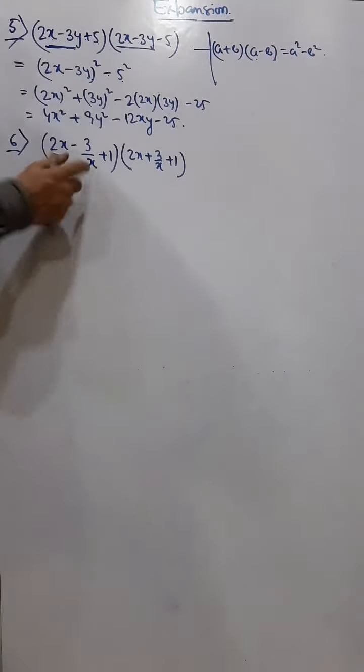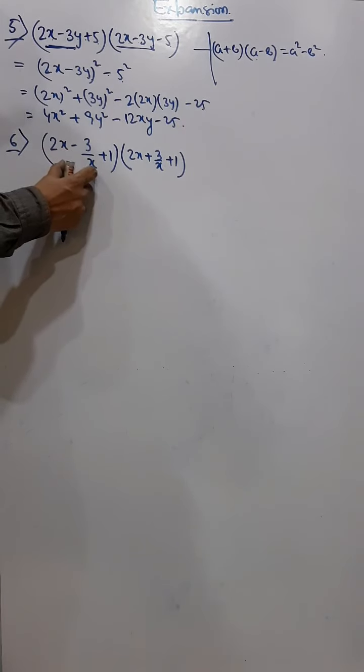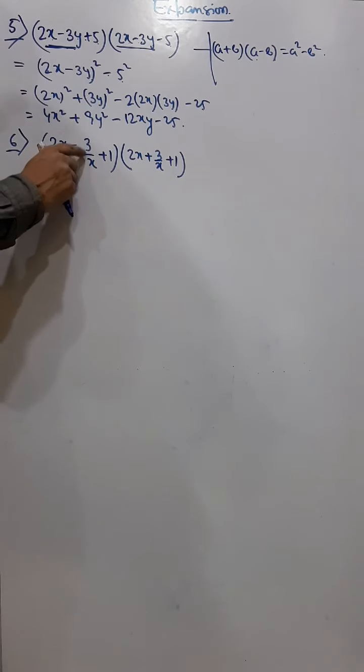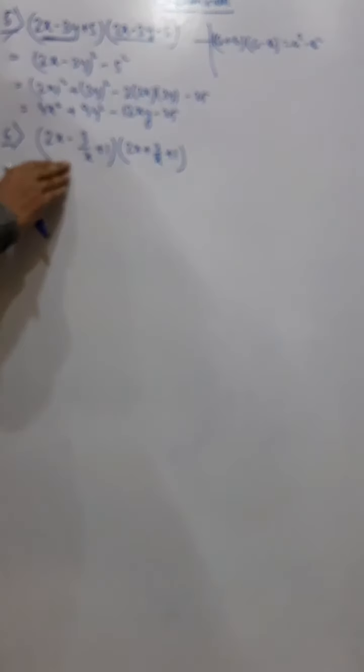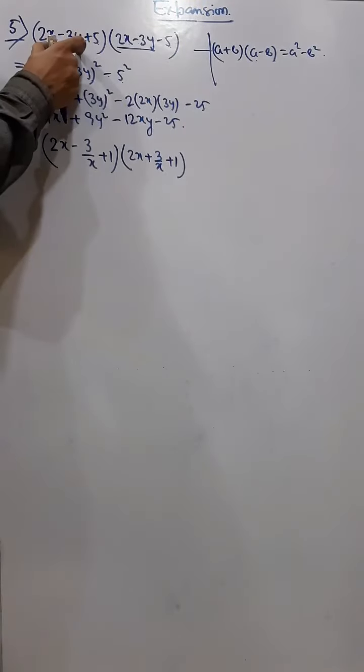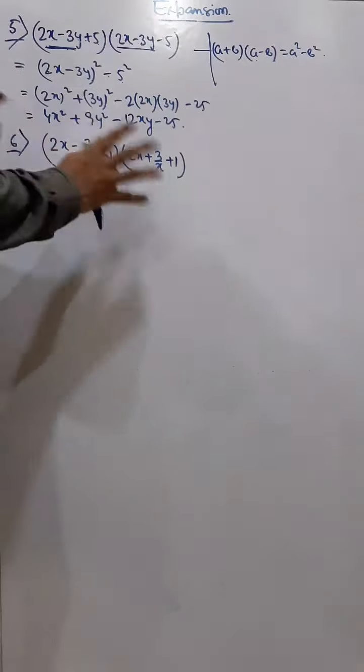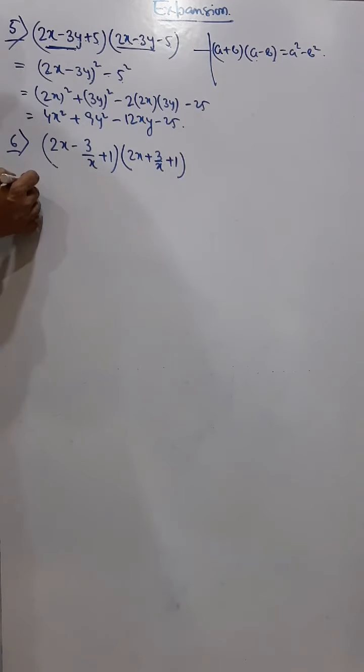But in this case, if I take these two as the first part, they are not matching here, because here you have 2x minus 3 by x, here you have 2x plus 3 by x. That means here it was arranged and given to you, but here these terms are not arranged. So first of all, we have to arrange it in such a way that we get this type of format, where the first part here and the first part here become similar, and the second part becomes similar.